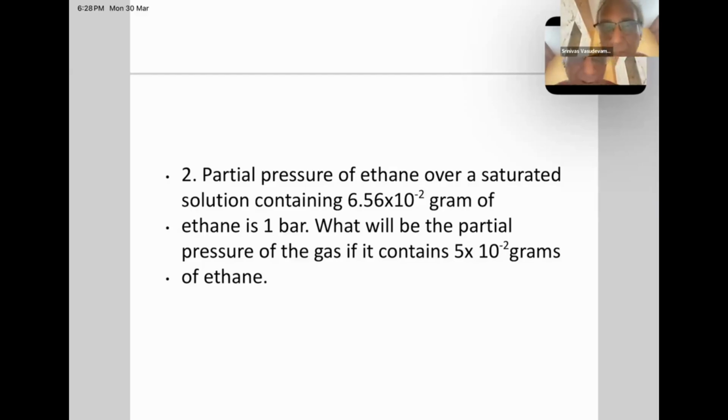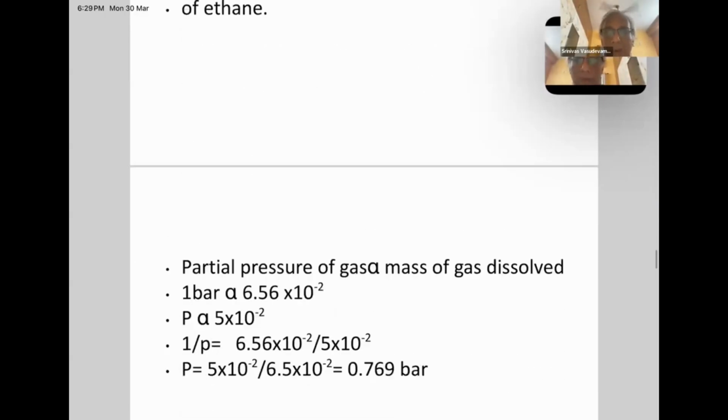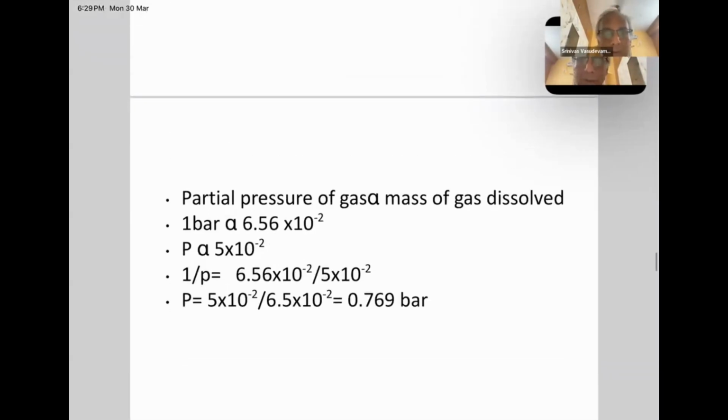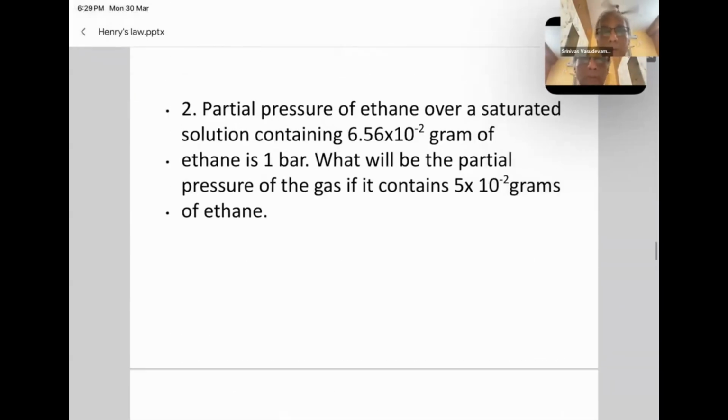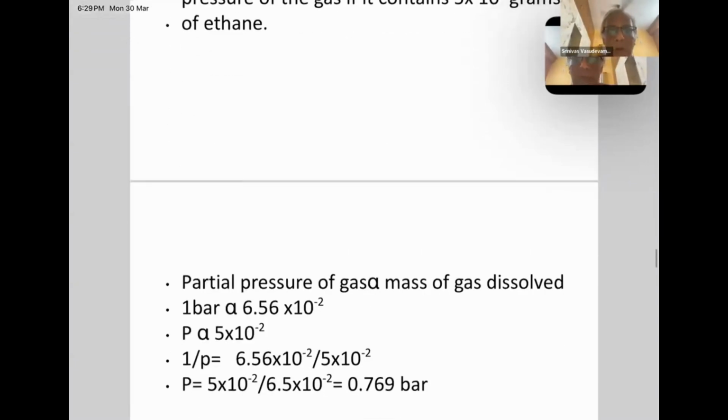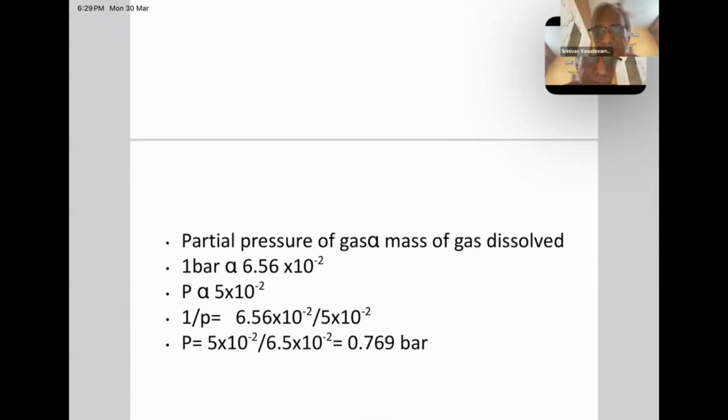There is an inverse proportionality between the amount of gas present and the pressure. Sorry, there is a direct proportionality between the amount of gas present and the pressure here. You just see, partial pressure of gas is proportional to the mass of the gas dissolved. That is directly proportional. As the partial pressure increases, mole fraction will increase, number of moles of gas will increase, so the mass is going to increase, right?